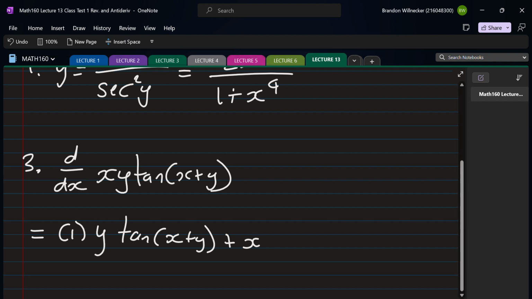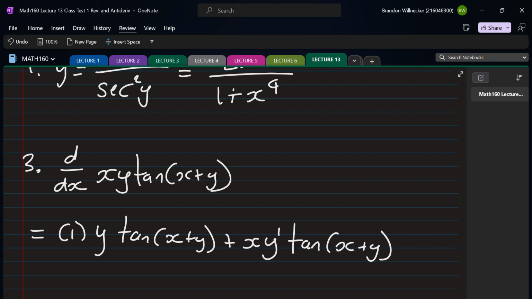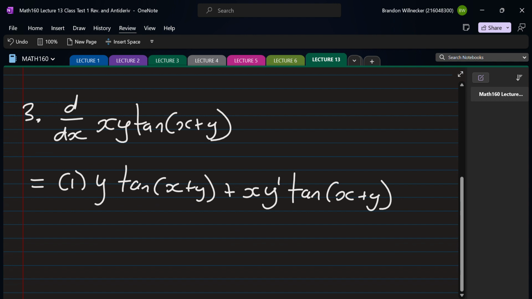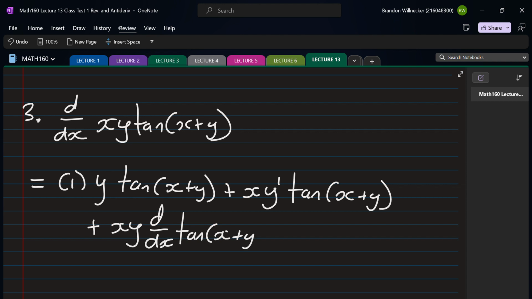So that's the y. Plus x, and then we do the y prime, tan(x plus y). Then we differentiate the second one, and now we differentiate the third one. So xy is the same, and then it's going to be d by dx of tan(x plus y). I'm not going to evaluate that, I'm just going to leave it as the derivative, because I know that I'm going to have to use the chain rule.